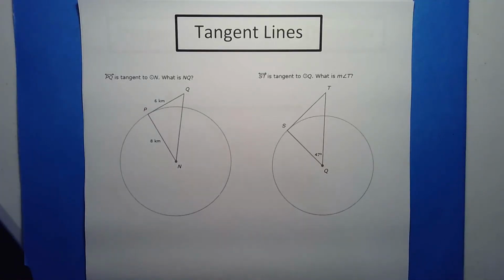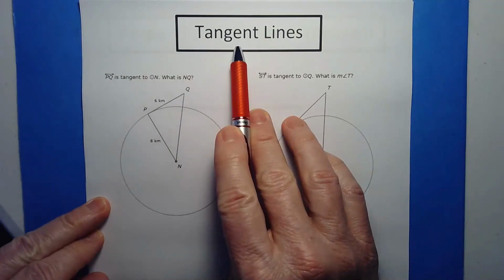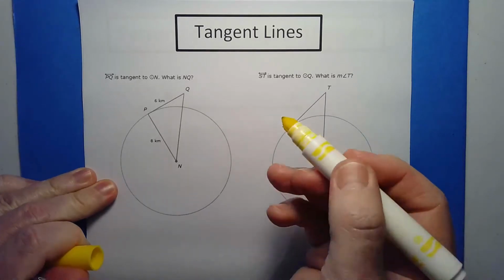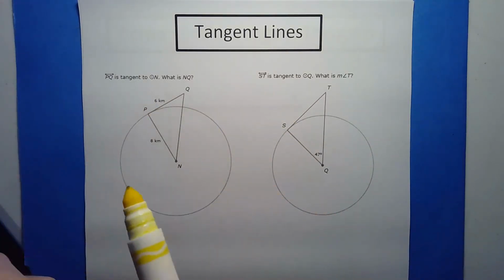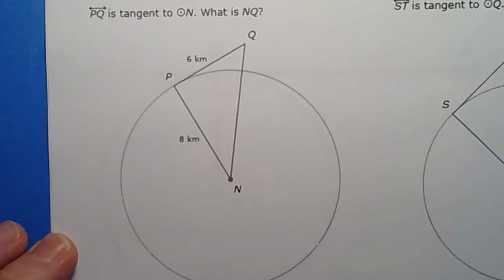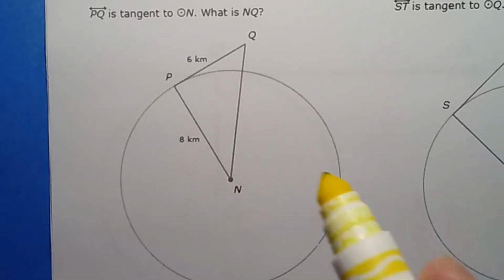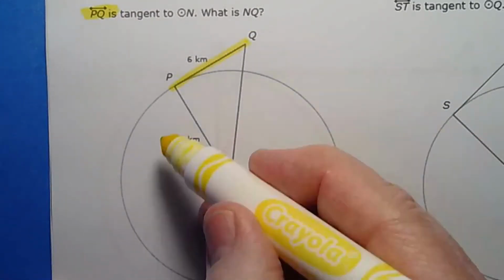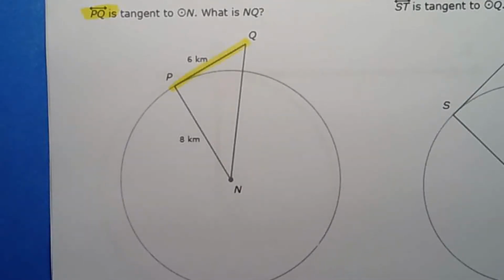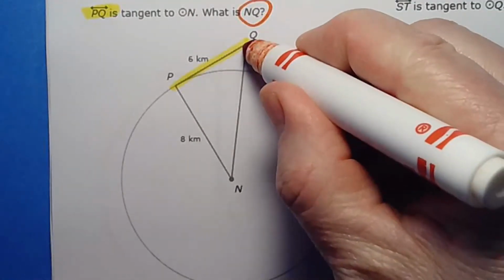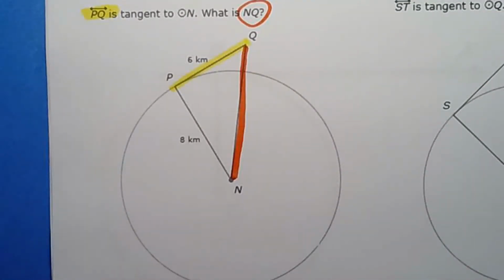Hey guys, with this video we're going to start talking more about tangent lines. So let's take a look at the types of questions we're going to be working with. The first is something like this, where we've got PQ tangent to circle N. In other words, we were just told that this line PQ is tangent to this circle. The question, though, is based on that, what is NQ, which is this line segment here? So that's the first kind of problem we're going to be doing. In other words, we're finding a length.